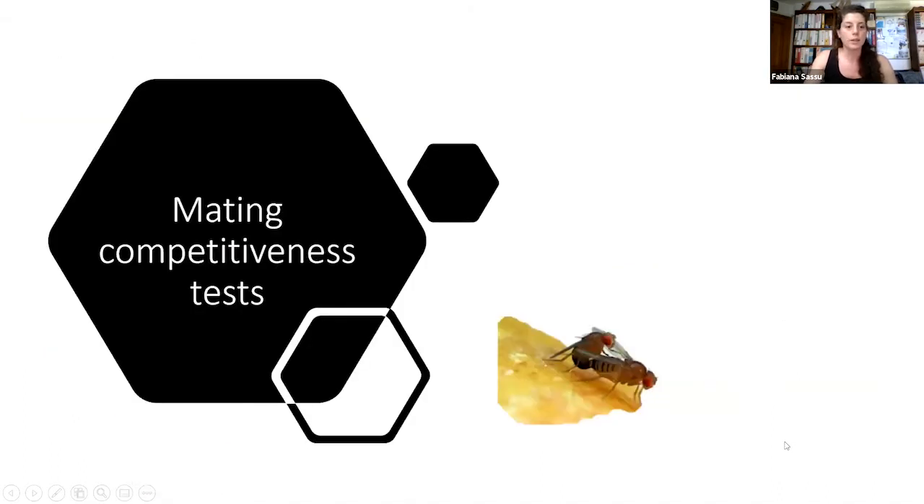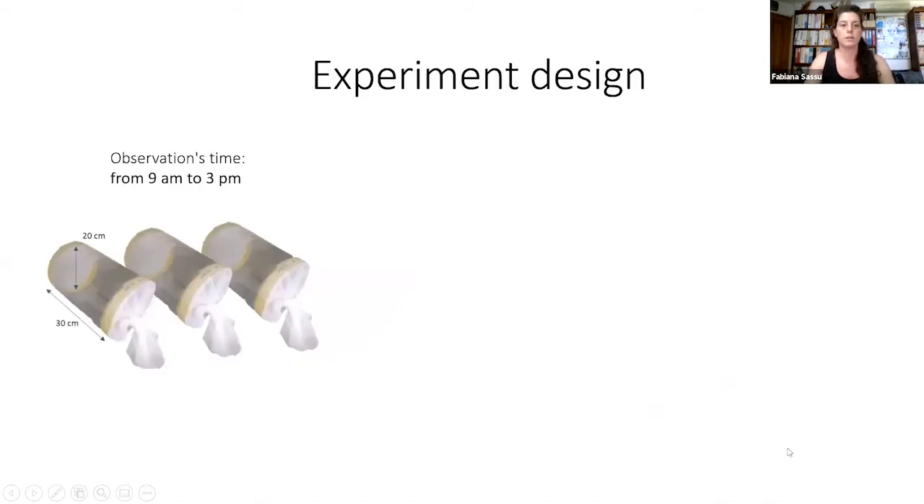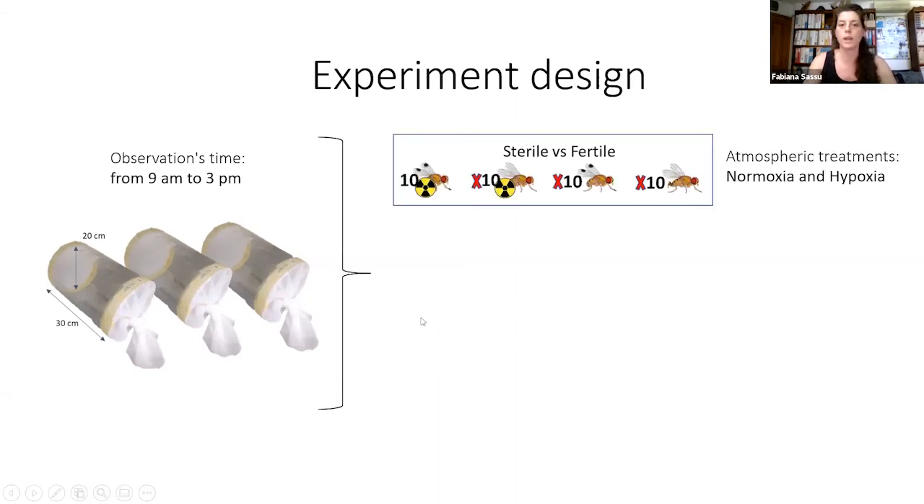So the mating competitiveness tests that I performed were set up in a way that we observe our flies from 9 to 3 p.m. And we observe different crosses, but what we are interested in today is the cross where we have both sterilized and not sterilized flies. So in a cage, which is usually of the size you can see here in the picture, we were putting 10 irradiated males, 10 not irradiated males, and 10 irradiated and not irradiated females.